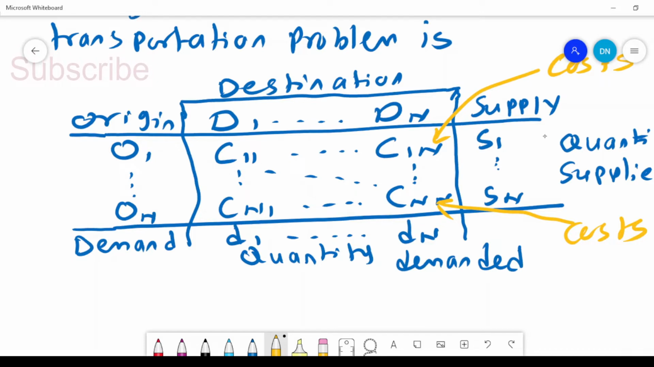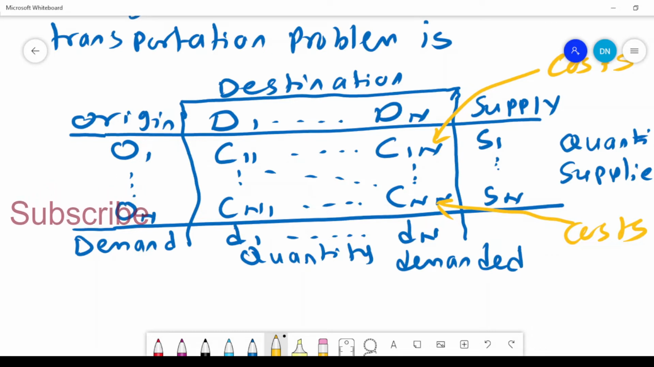And then the supply is what is required. So we have the supply, and the quantity demanded. The quantity supplied is S1 to Sn. The quantity demanded is D1 up to Dn, and the capital D1 to Dn are the destinations where the quantity is demanded. O1 is supplying an amount S1 and On is supplying an amount Sn.